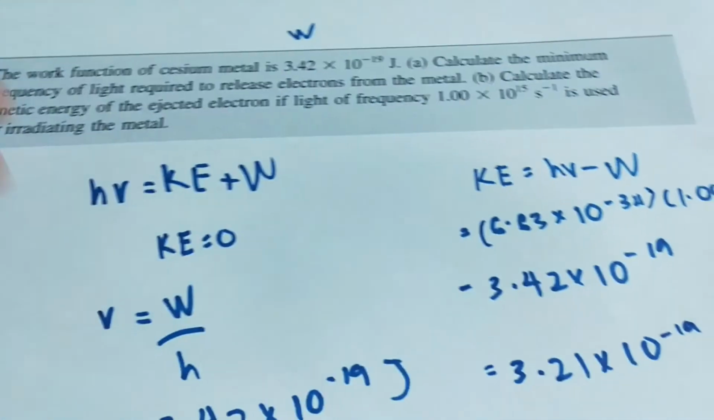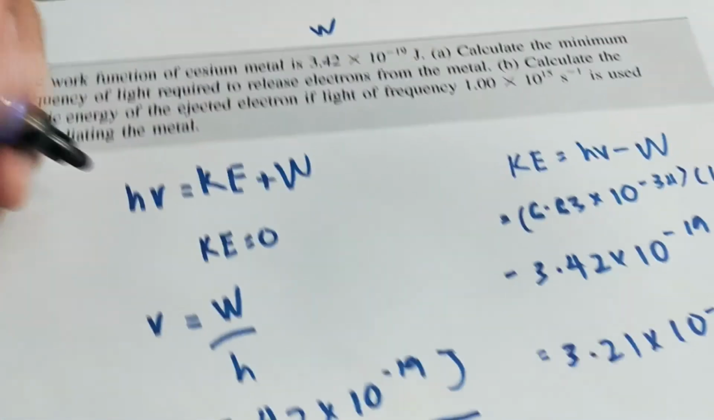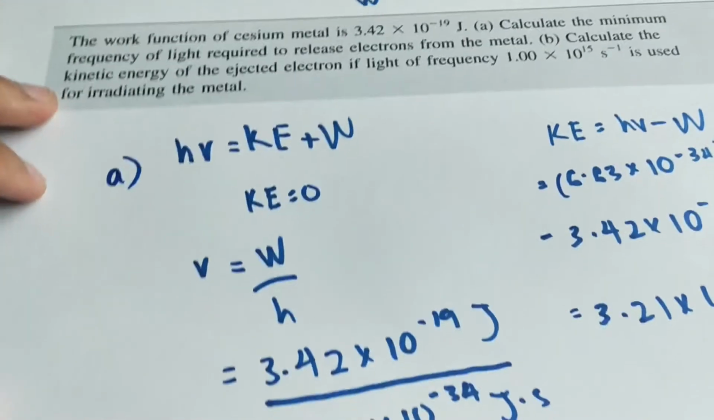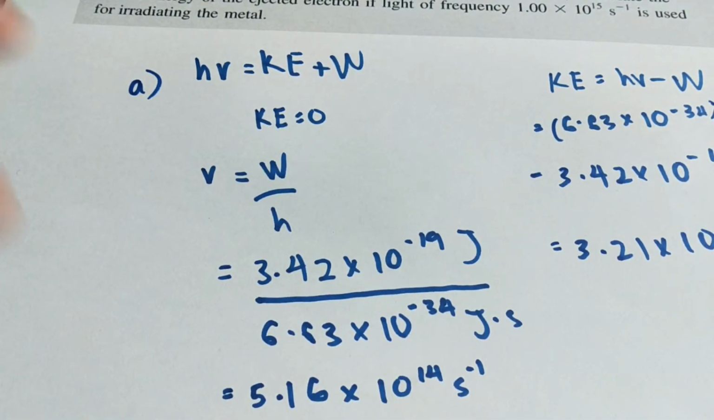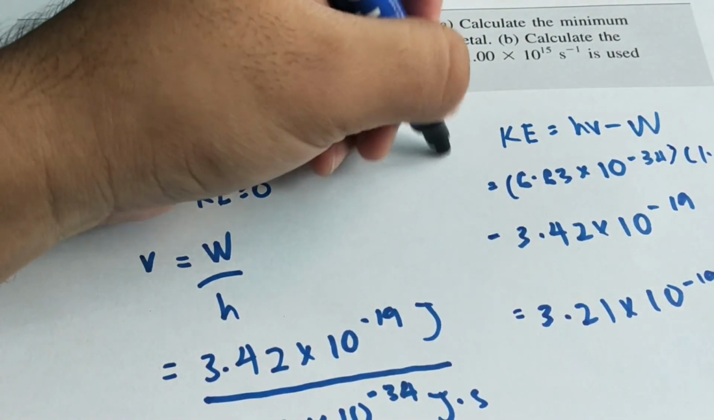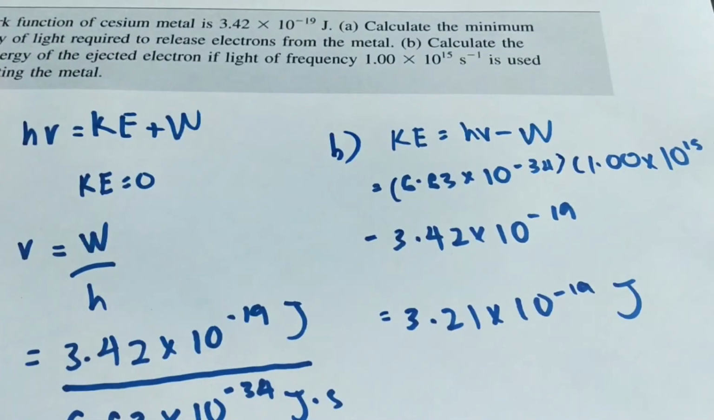So this is the calculation for this question. This is for question A, that's the answer. And this one is for question B, and that is the answer.